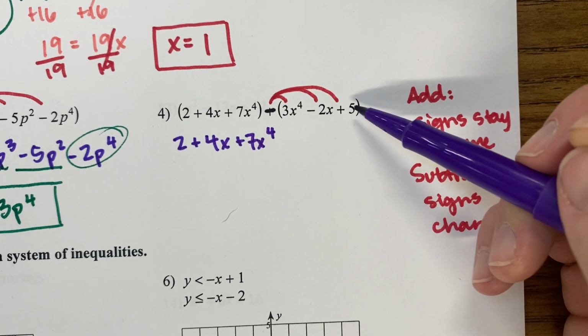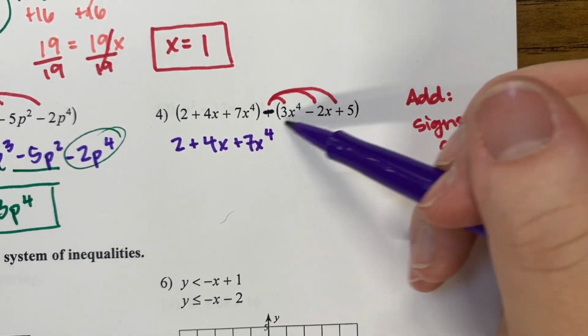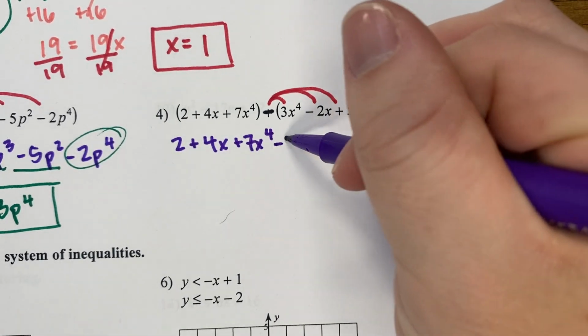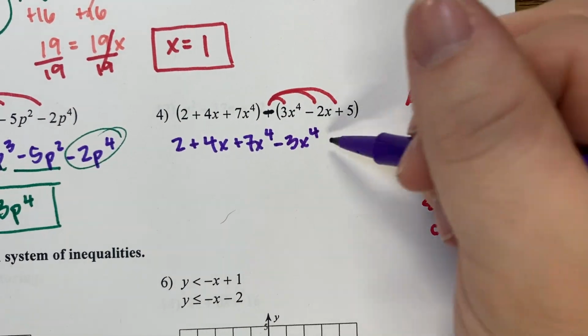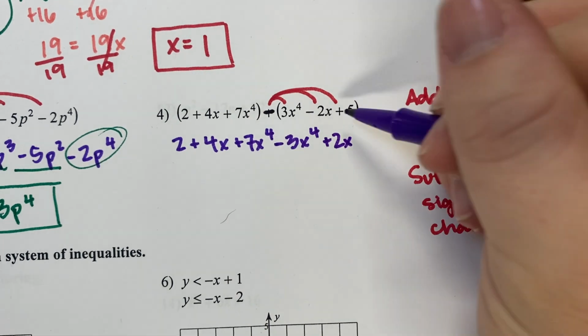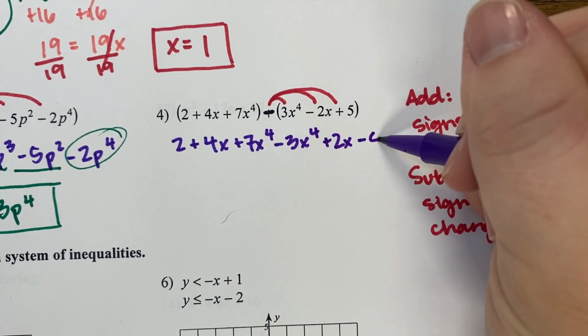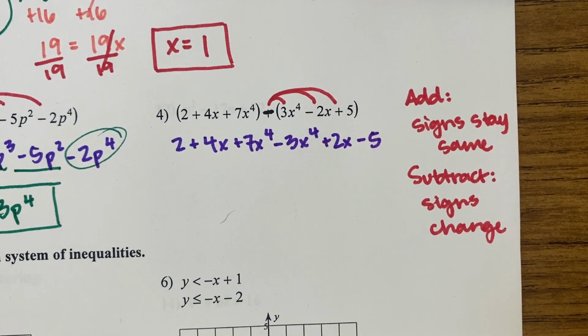But now all of these signs inside change. So this was positive 3x to the 4th. Now it's negative 3x to the 4th. This was negative 2x. Now it's positive 2x. And this was positive 5. Now it's negative 5. Okay, so there's an example of when the signs would change.